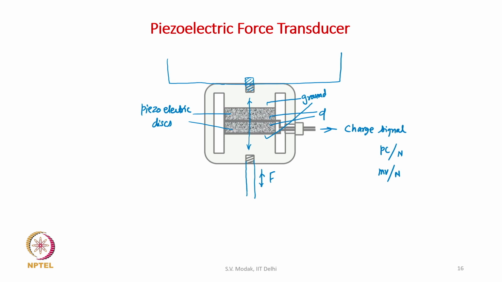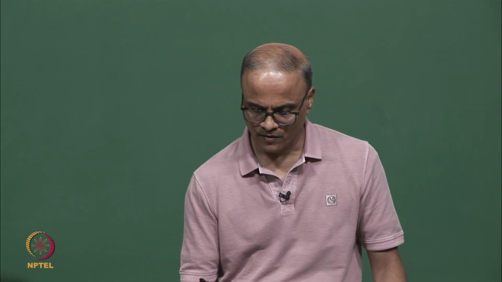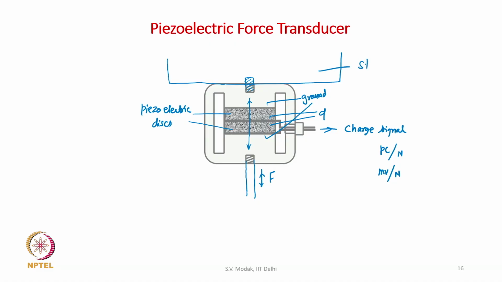Another important thing is that because we want to measure the force shared by the structure, the placement of the force transducer should be as close to the structure as possible. You can see here that this is the structure, and the force transducer has been placed very close to it. It is not placed on the shaker end of the system.